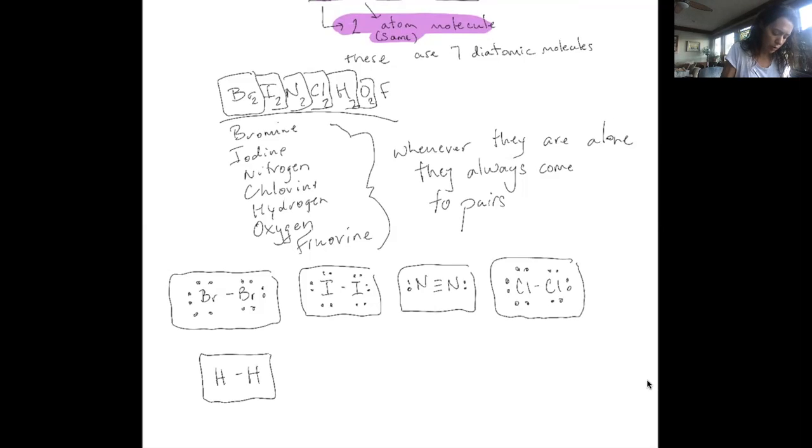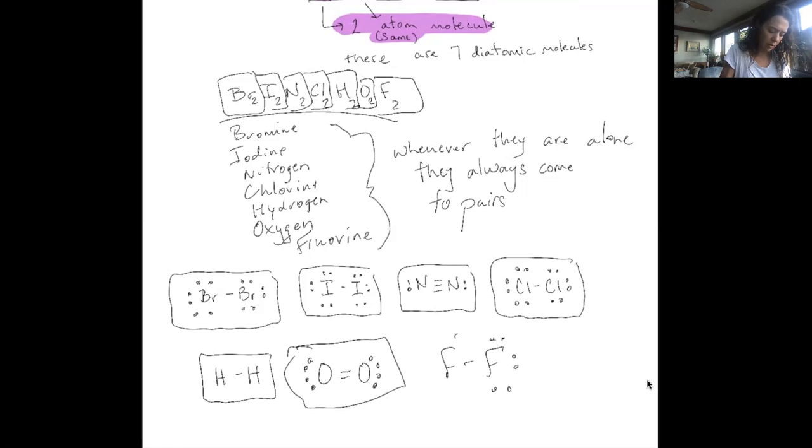Oxygen, which is always O2, all right, has a double bond. Oops, I'm missing a pair. Let's make that a pair. Okay. And O2 with a double bond, and then F2. All right. And F is another halogen. Each donates their 7 to make a total of 14. And that's just your straight up single bond right there. Okay, so these are your diatomic molecules. You can see why they always come in pairs whenever they are alone, because paired up, it satisfies the octet.